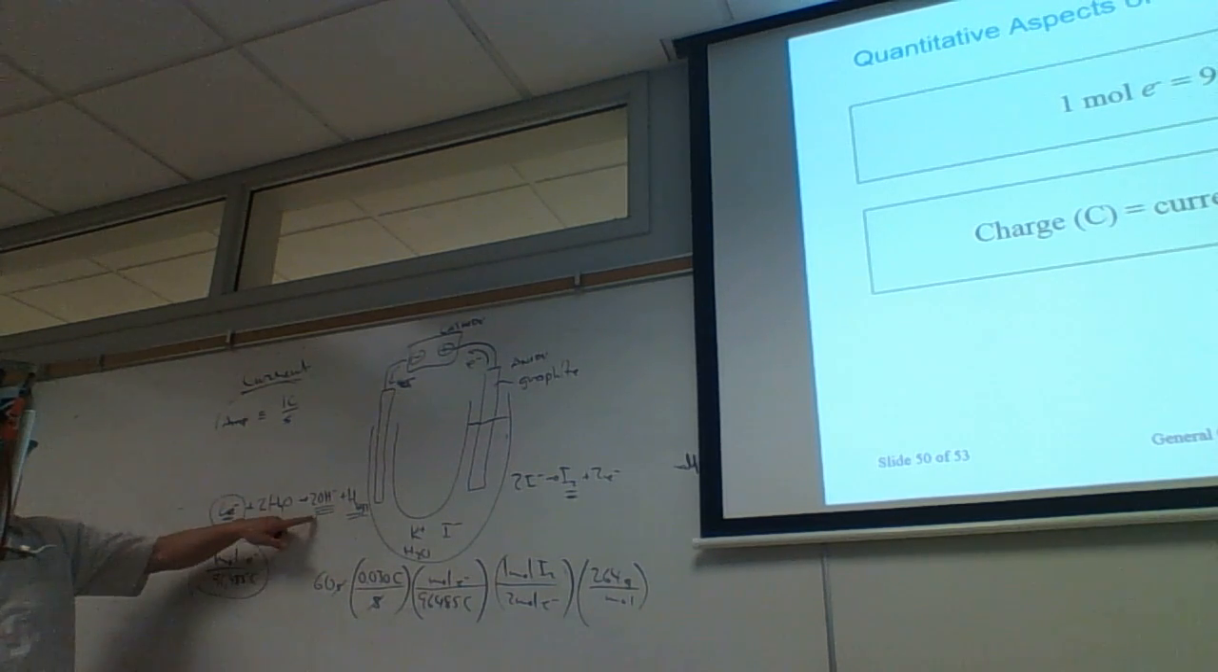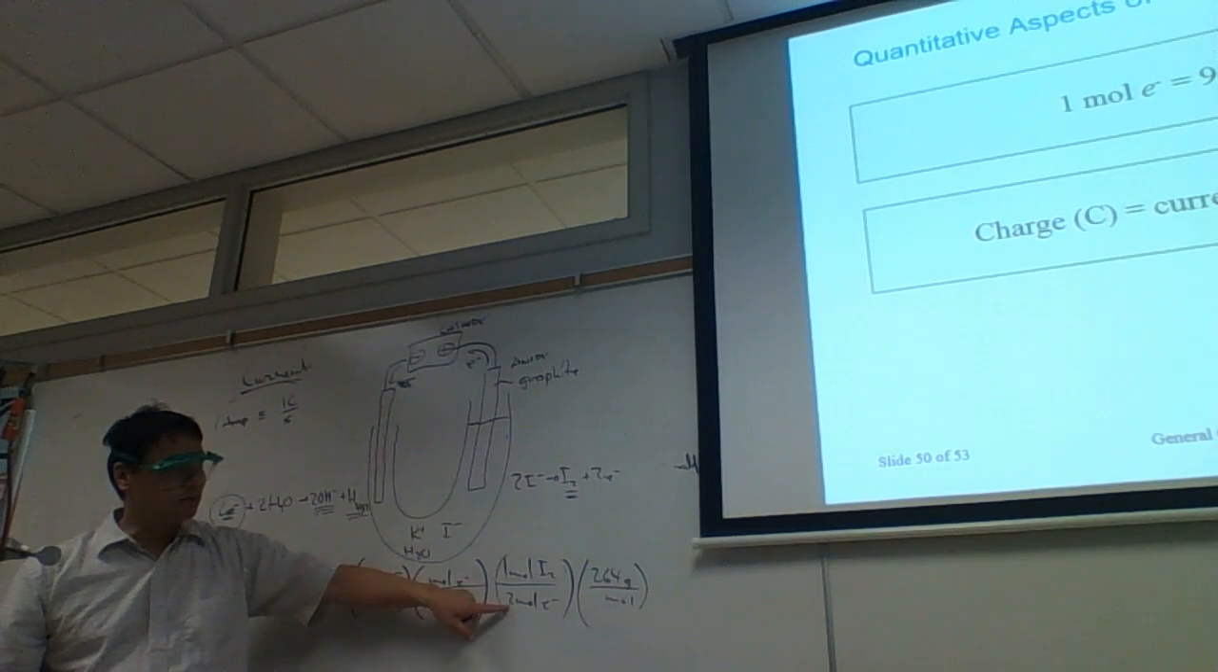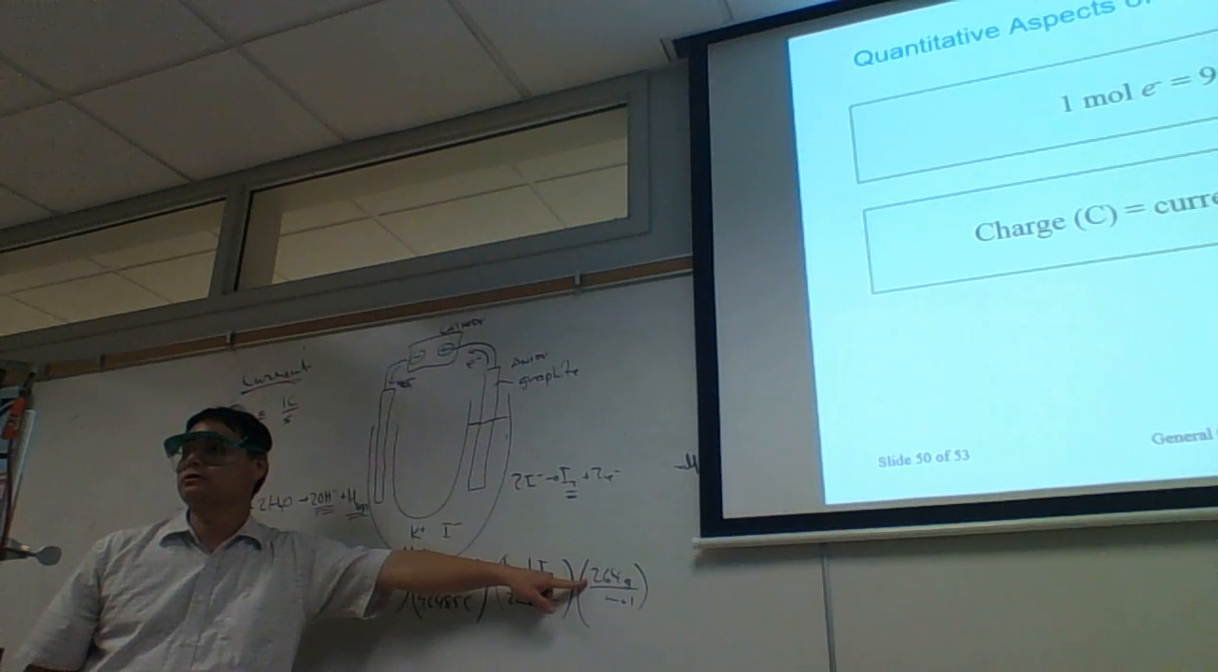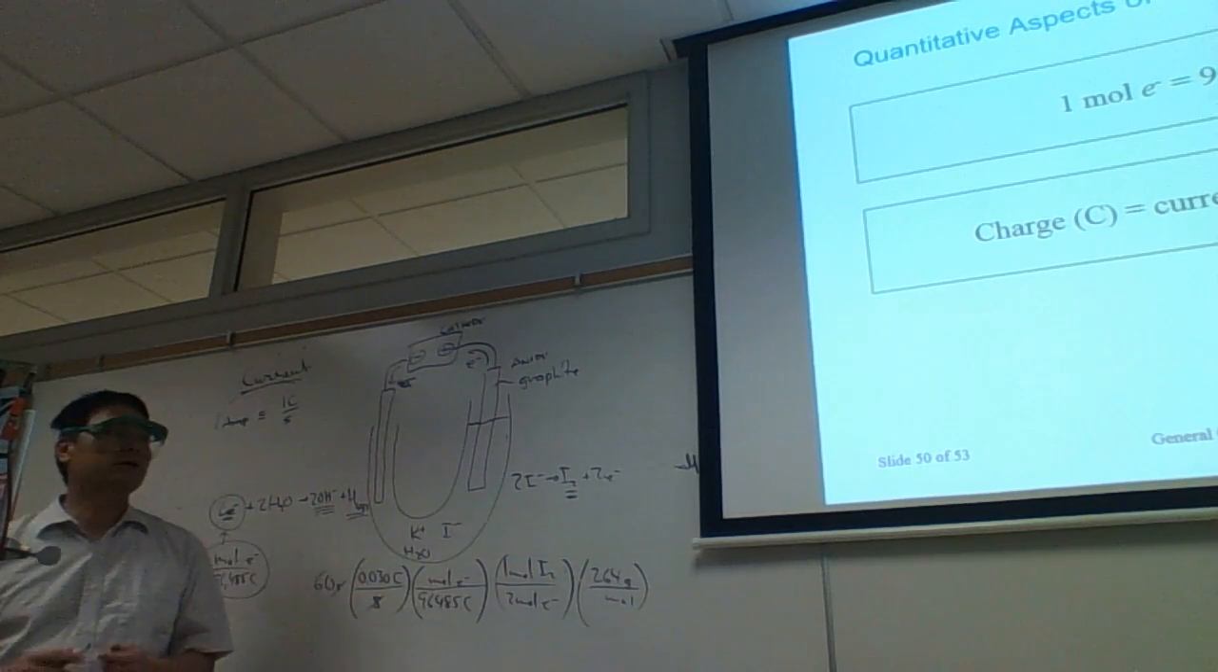Likewise, I can just do the same for hydrogen. I can figure out how many grams of hydrogen I produced because the mole ratio is going to be the same, 1 mole of hydrogen per 2 moles of electrons, but the molar mass is going to be different. It's going to be 2.02 grams per mole. And so we could do stoichiometry.